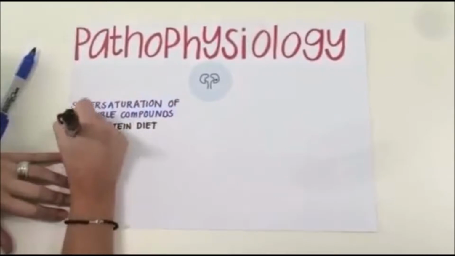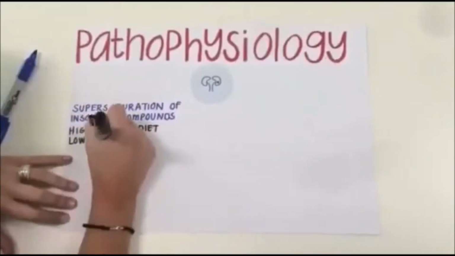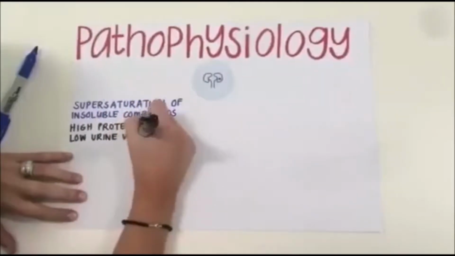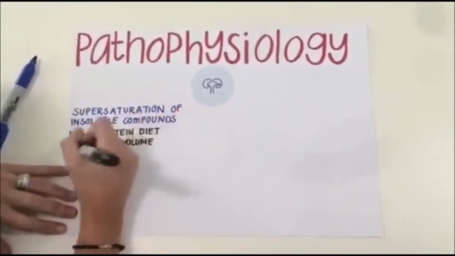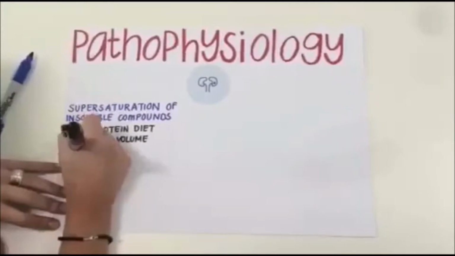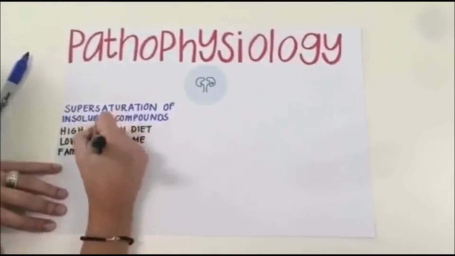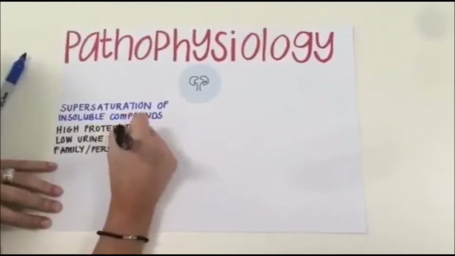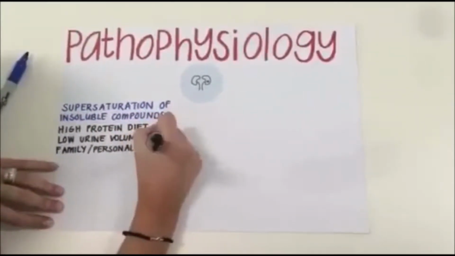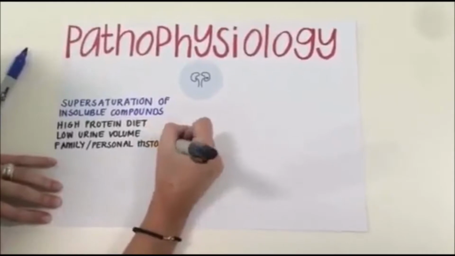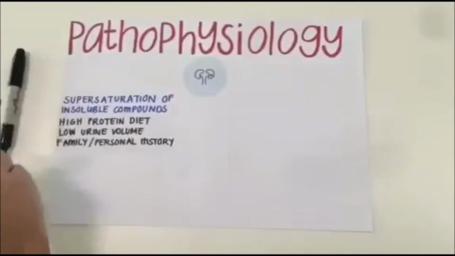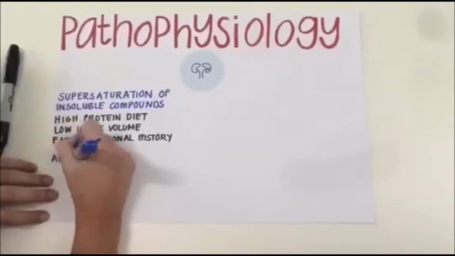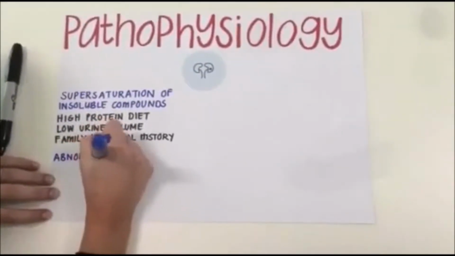Low urine volume. A low urine volume means there's less liquid to dilute the ions to prevent crystallization. Hence, a low urine volume directly contributes to the supersaturation of ions such as calcium, oxalate, and uric acid. His family history and personal history. Studies have shown that people are likely to develop a stone if an immediate family member has experienced kidney stones, and similarly, once an individual has experienced a stone, a reoccurrence is very much likely to happen.